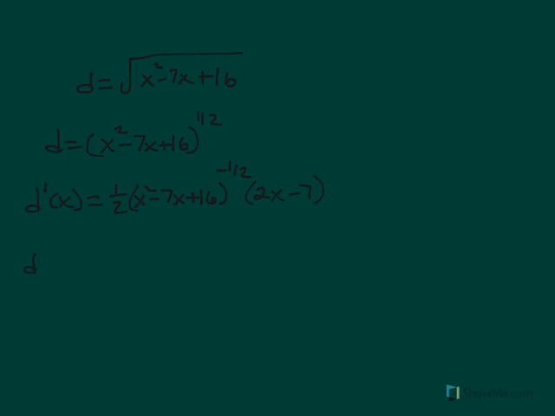And then we can rearrange this, put things in the right place. So let's see, the 2 is down bottom, the x squared minus 7x plus 16. If we bring that down bottom, that's going to be a positive 1/2 power. And then the 2x minus 7 is up top.